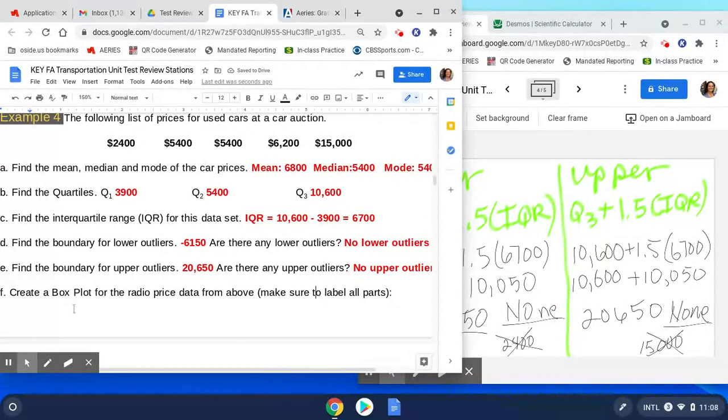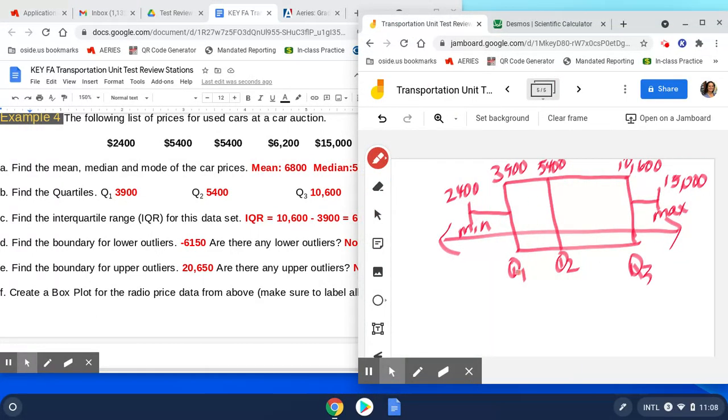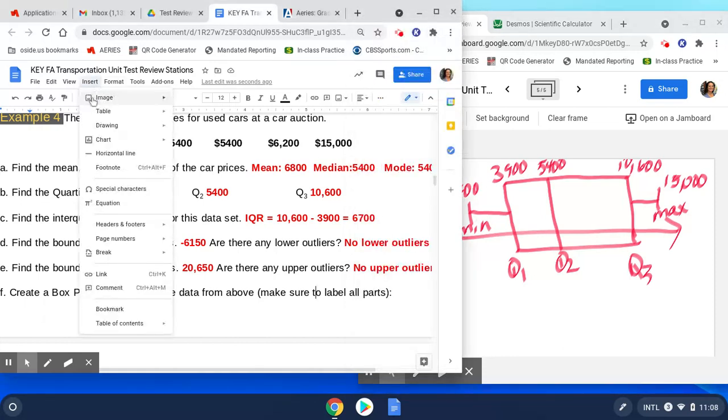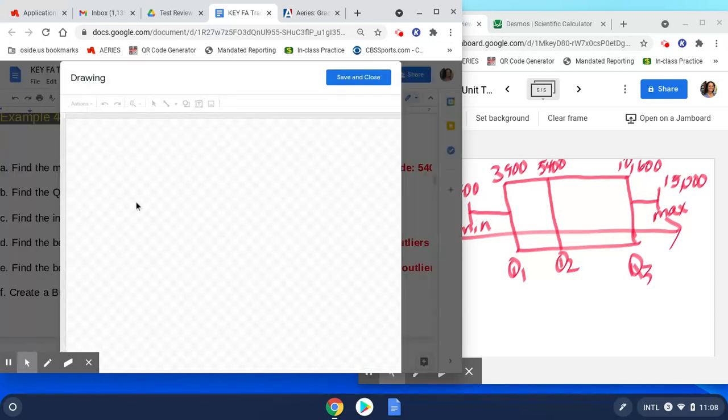And then for this last one, creating the box and whisker plot, I'm just going to go here one more time to remind you this is what you're going to be sketching in right here. If it's too hard for you to sketch, just do it on paper and that's fine. Just put something like on paper. If you want to do the insert drawing new, there is a way to do it right here.